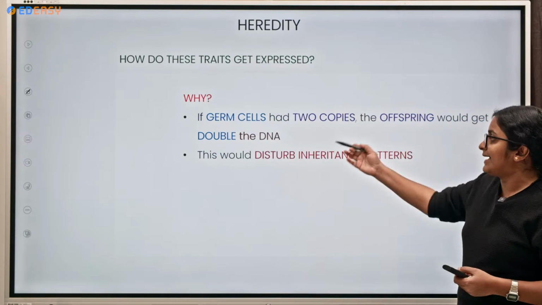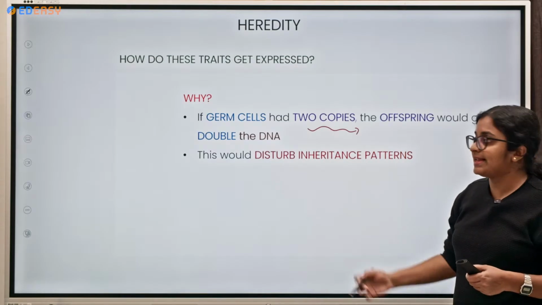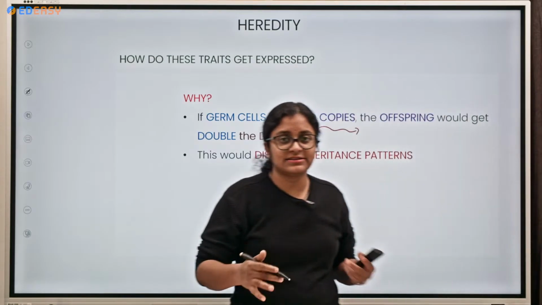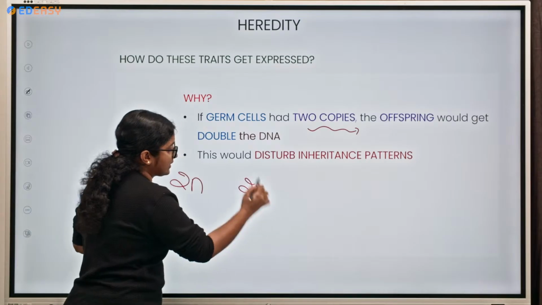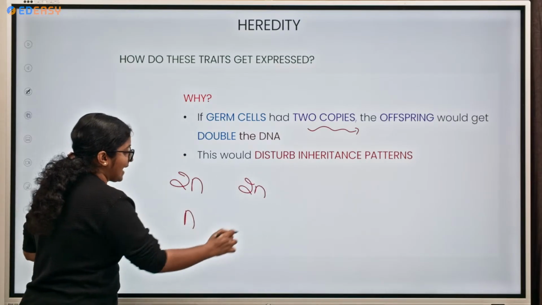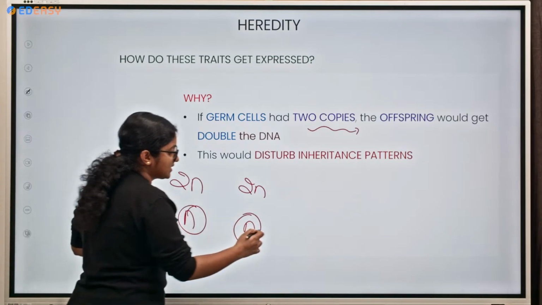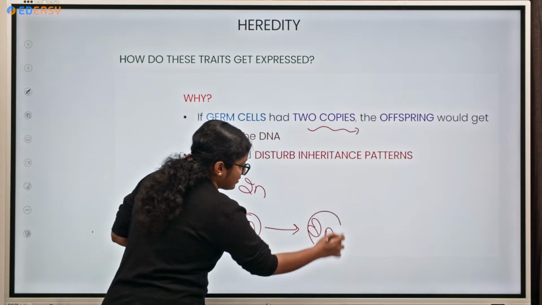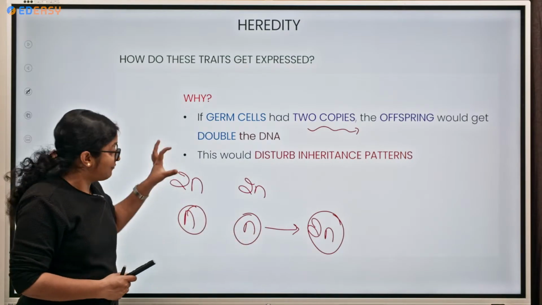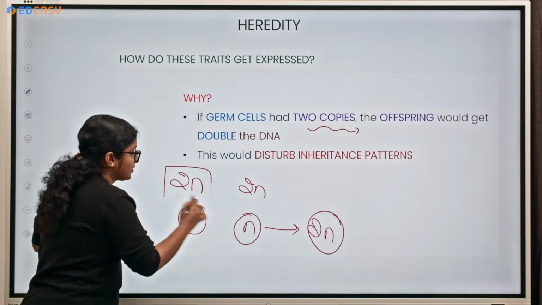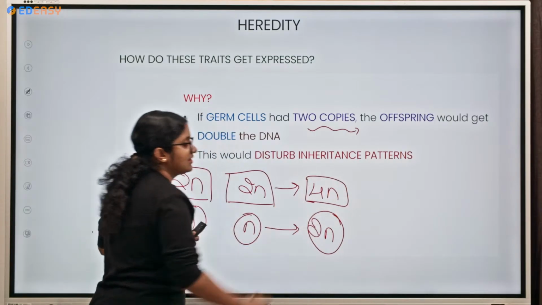Okay, so why is this essential? Because if germ cells have two copies, let's imagine, I shall give you an example. If it is a diploid character of the mother and a diploid character of the father, during the formation of gametes, let's take the haploid character. The gametes combine, and the diploid, 2n condition is restored. If that does not occur, and the same diploid 2n condition is there in the gametes, the offspring will have a 4n condition.